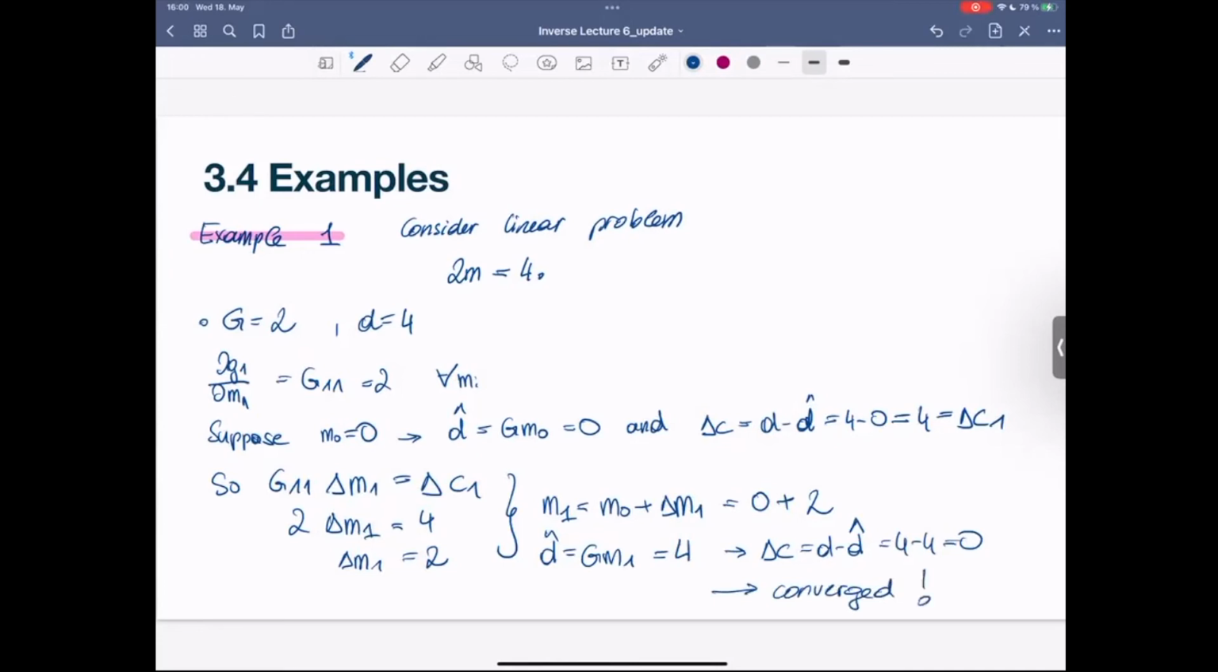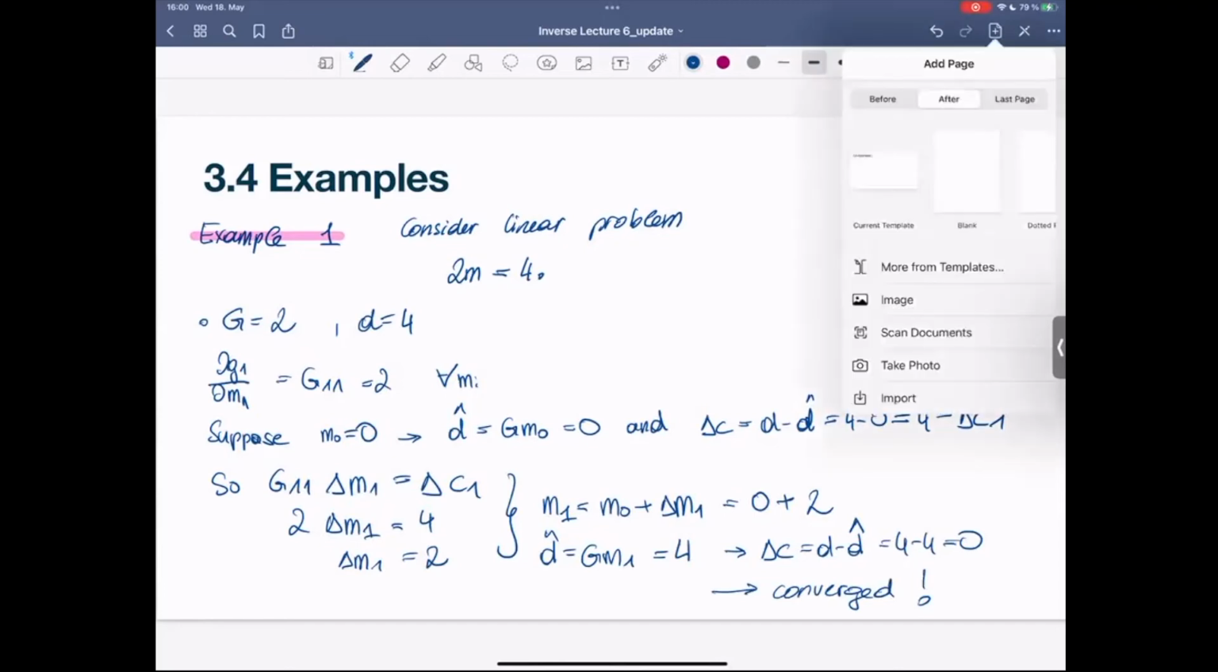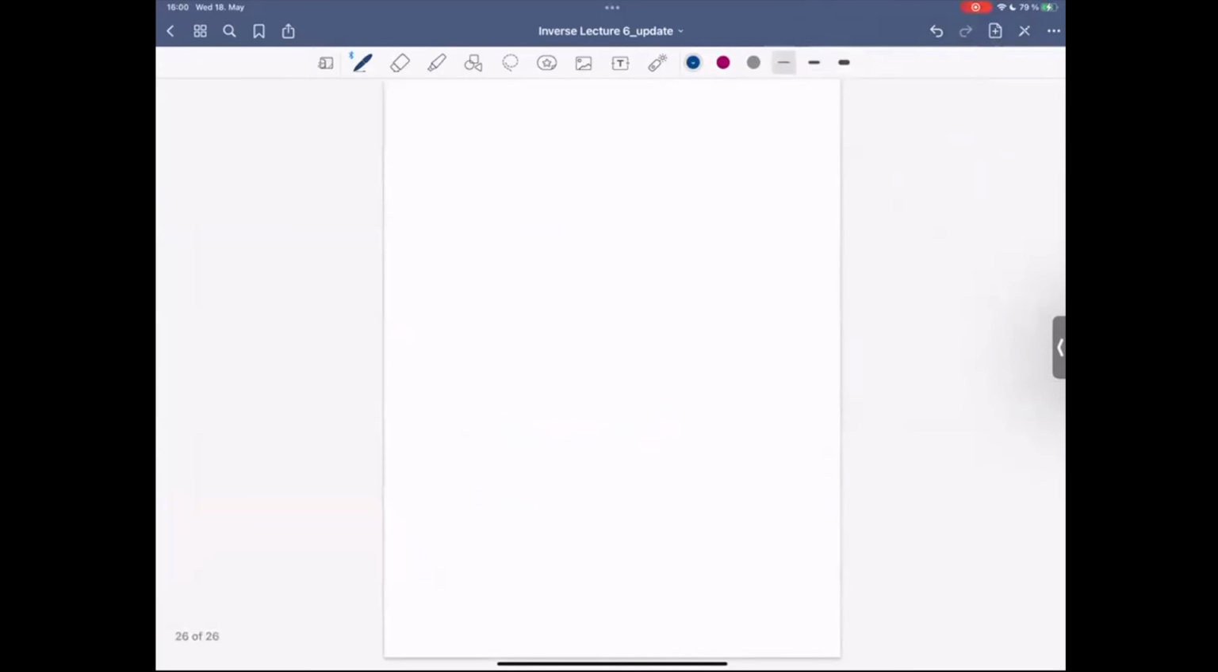What you could try by yourself is to select a different point for M0, and you will still see that it will converge within a single step for the linear problem here. Let's consider a nonlinear example.